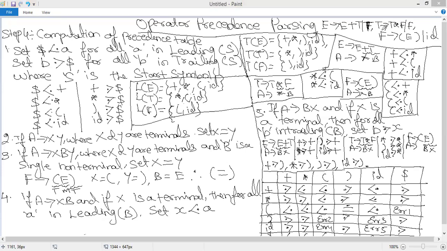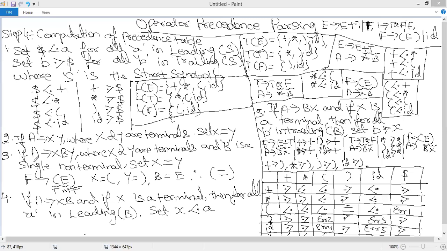There is only one symbol in the right hand side: E tends to T, T tends to F and F tends to ID. There are no two adjacent terminals. There is only one terminal in the right hand side for E tends to T, for T tends to F and for F tends to ID. So there are no two terminals present in adjacent positions in the right hand side, and there is no production rule of this format. So go to rule 3.